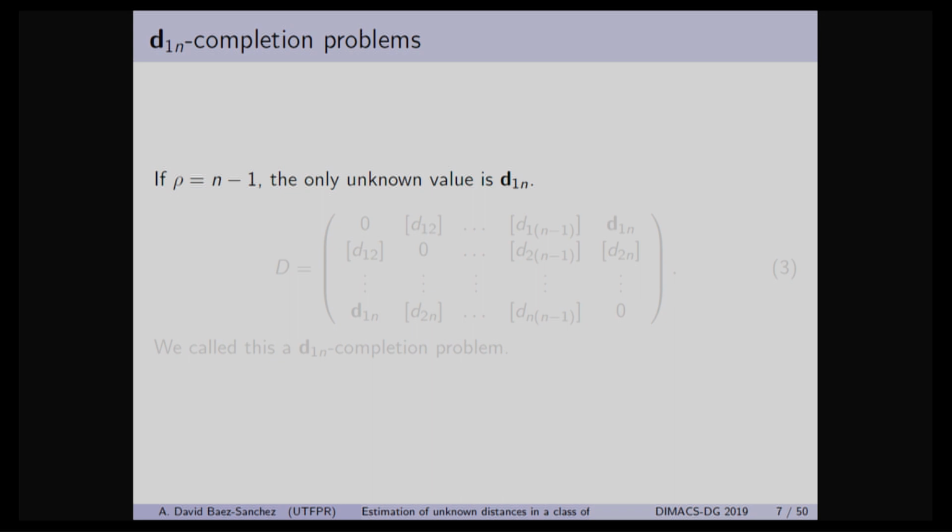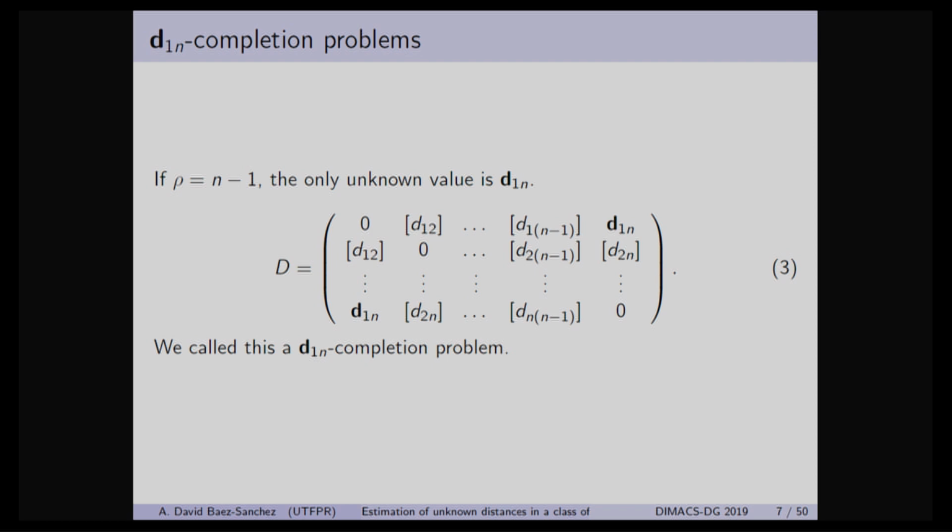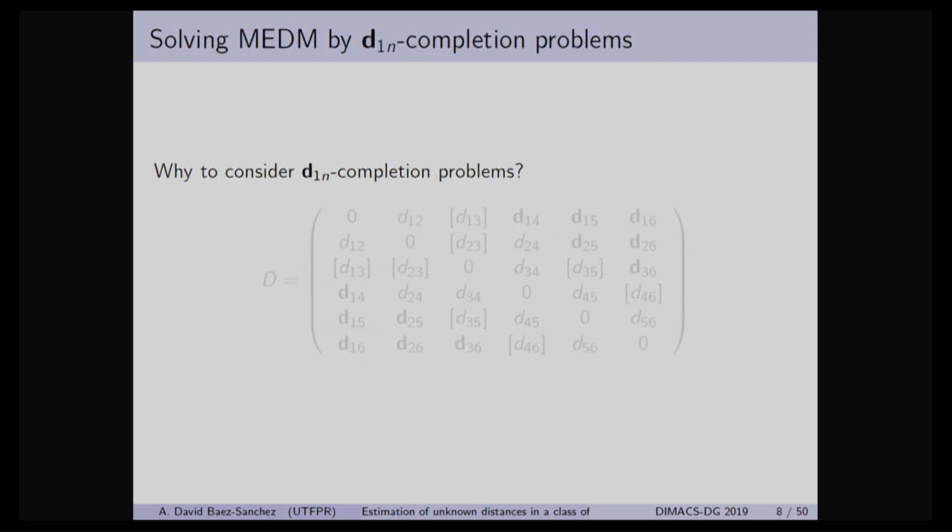There is a special problem when you take this rho equal to n minus 1, and this is when there is only one value missing. We call this a D1n completion problem. But why do we want to solve this in this context? Why is this important to solve in this context?